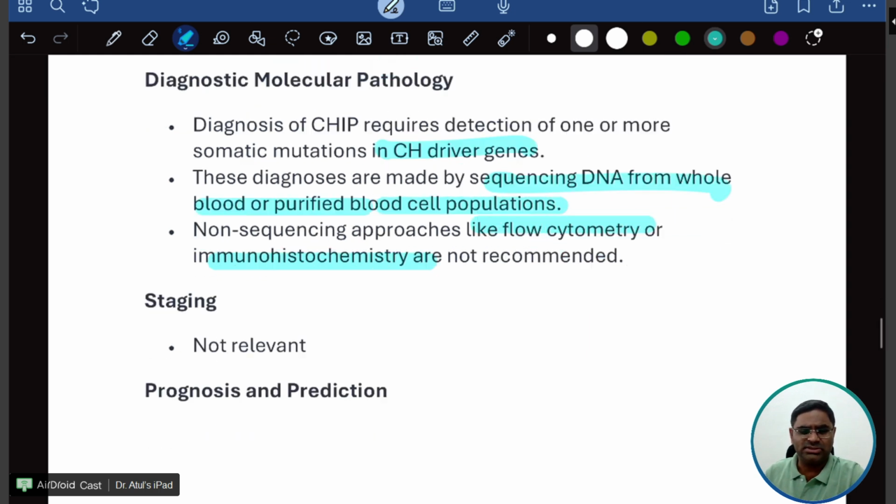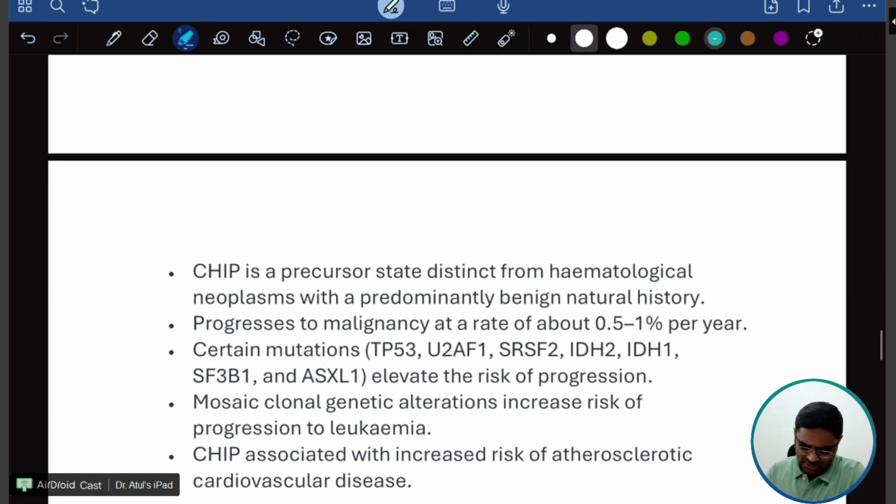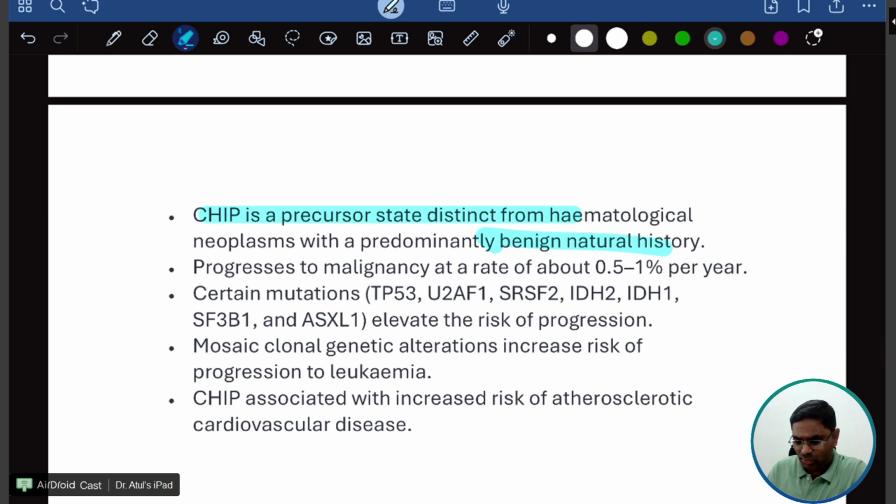There is no relevant staging, and even in case of prognosis, there are only one or two lines that I feel are important. CHIP is a precursor state. It is distinct from hematological neoplasm, with a predominantly benign natural history. It has a malignancy rate of about 0.5 to 1% per year. Now, some mutations elevate the risk of progression.